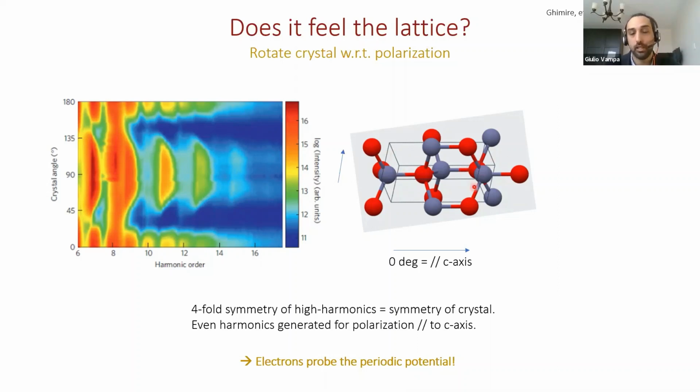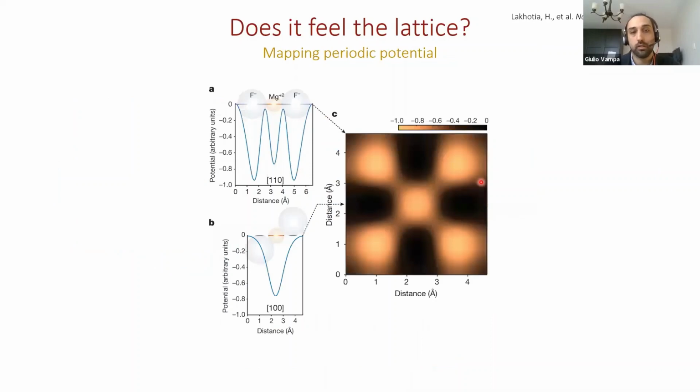So clearly the electrons probe the lattice symmetry, and in fact you would imagine it probes the periodic potential. It was very recently, in the group of Giulio Vampa, that they were able to reconstruct or map out the electrostatic potential in a magnesium fluoride crystal, with picometer accuracy, because those are the sizes. Angstrom is the size of unit cells in crystals.